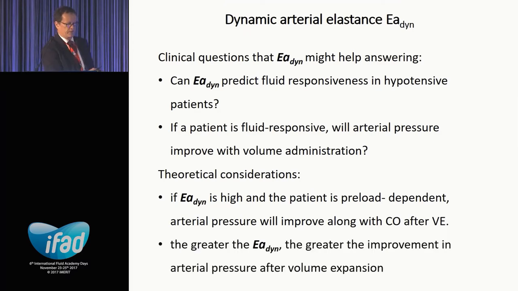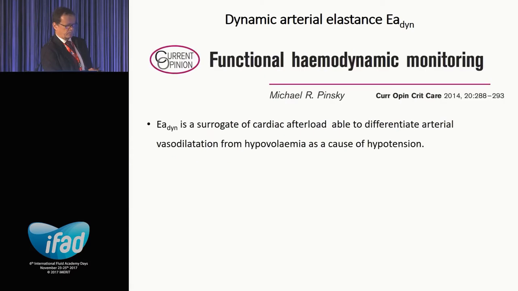This is the sequence. And the greater the dynamic elastance, the greater the improvement in arterial pressure will be after such a volume expansion. All right, so Michael Pinsky is an expert on this, and he summarized this in this review article. Dynamic arterial elastance is a surrogate of cardiac afterload, as I told you, able to differentiate arterial vasodilation from hypovolemia as a cause of hypotension. So this is also a very important information to know what is causing your hypotension.